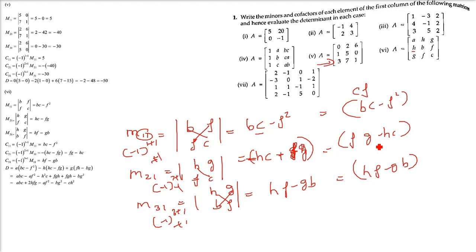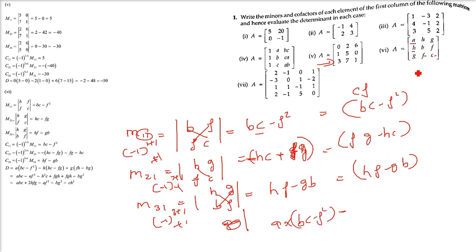In order to find the determinant, it's quite easy now, because we have already found the cofactor. So you don't have to worry about the sign. Just multiply A with the first, M11, H with M21 and G with M31, and add them. Or you can do it the normal way. So we are doing A into BC minus F square, that is M11.